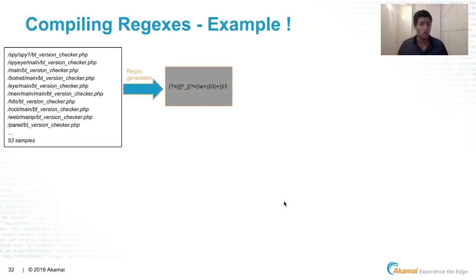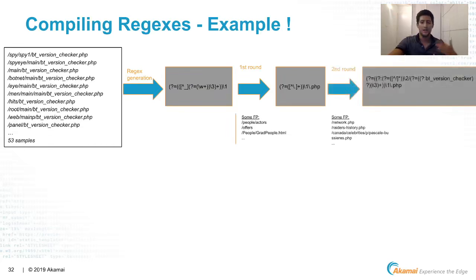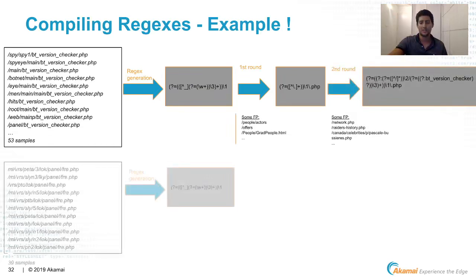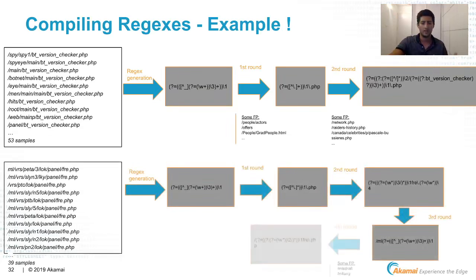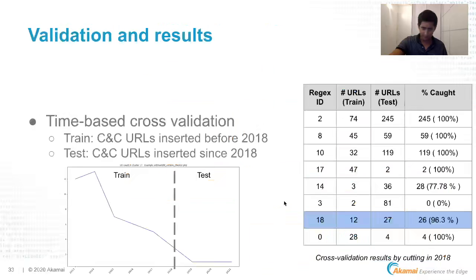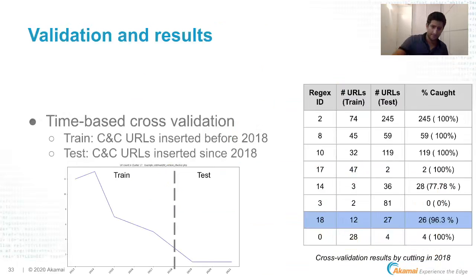So again, the loop: we have the cluster on the left, we extract the regex, we create false positives, we take those false positives and inject them into the algorithm, and we get another regex. Same for another cluster, and so on. This is how we get regexes without any false positives.